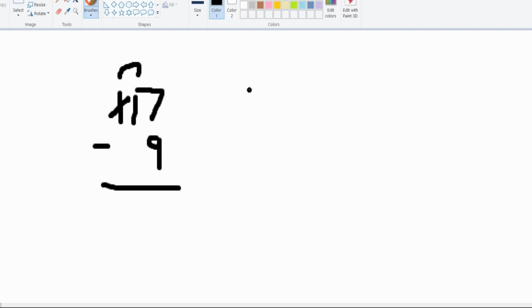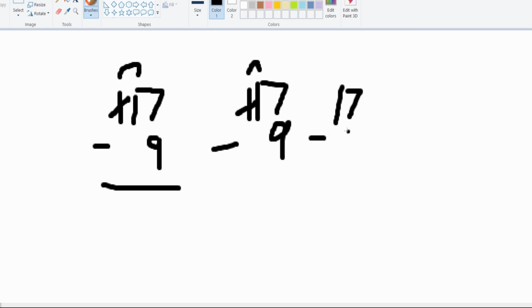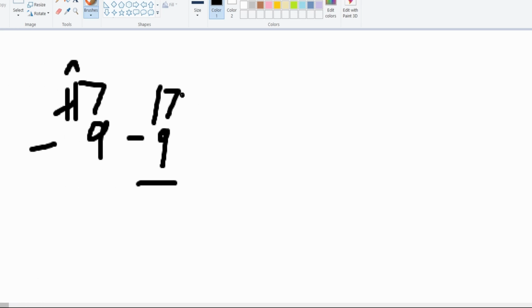So in the end, you have 17 minus 9. Well, since 7 is smaller than 9, you're going to need to borrow this 1 right here from the 17, move it in front of the 7, and so now you have 17 minus 9. Since you can't just go 7 minus 9, you gotta borrow this 1 right here.